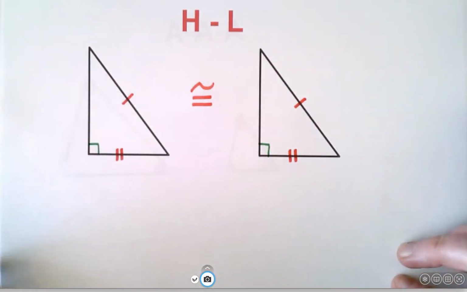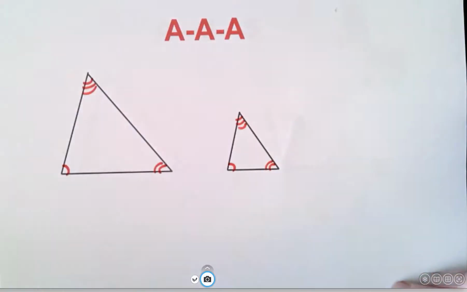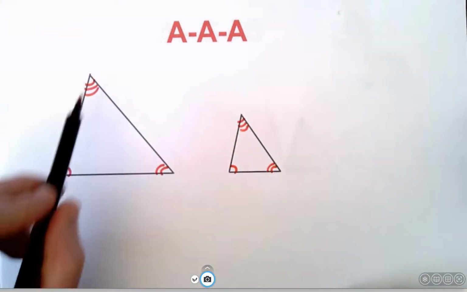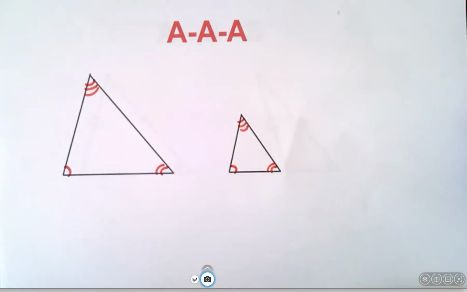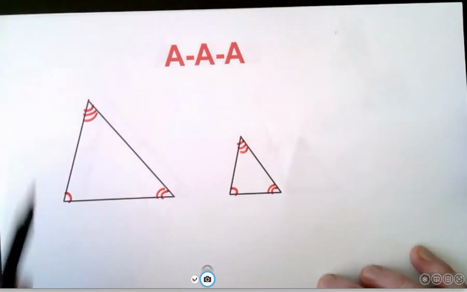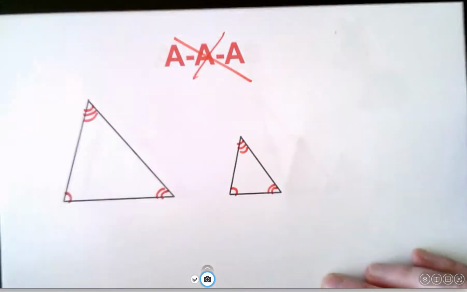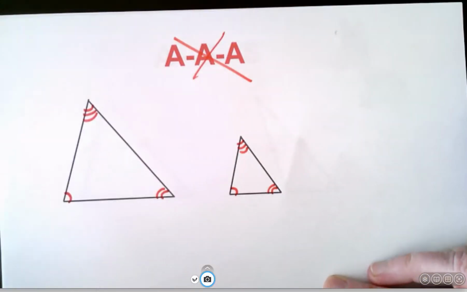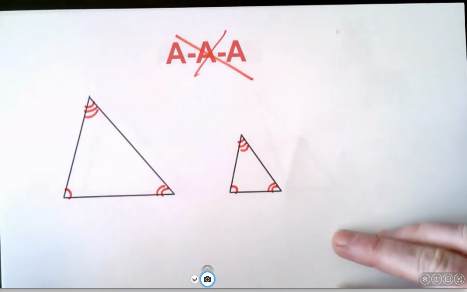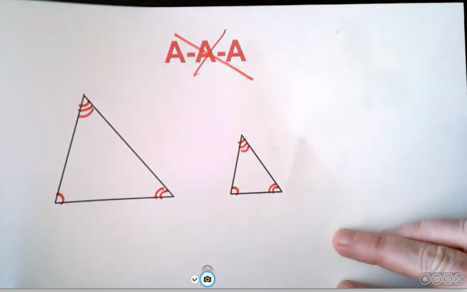So I often get asked, well, what about angle, angle, angle? If I know all three angles, this triangle has all of their angles equal, same shape, but are they the same size? No. So angle, angle, angle is not a congruence theorem. Okay. Side, side, side is, but not angle, angle, angle.